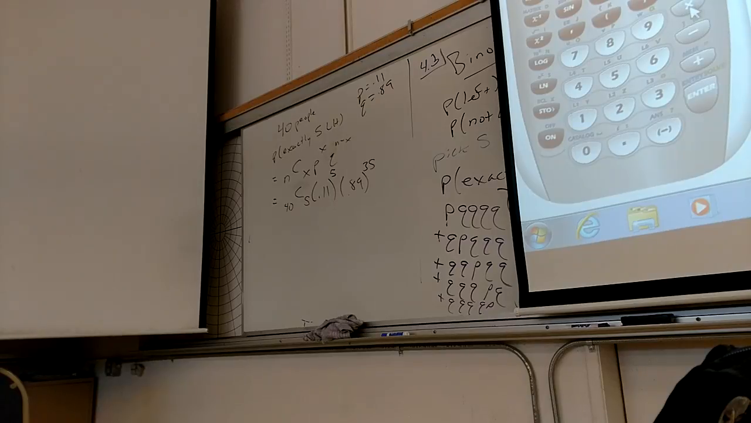Times 0.11 to the 5th, right? I want 5 of those. Times, I want the rest, 0.89 to the 35th power. Let's see if we can handle that. Sweet. So about almost an 18% chance that if I picked 40 people randomly, there would be 5 of them left-handed. Yes, ma'am.